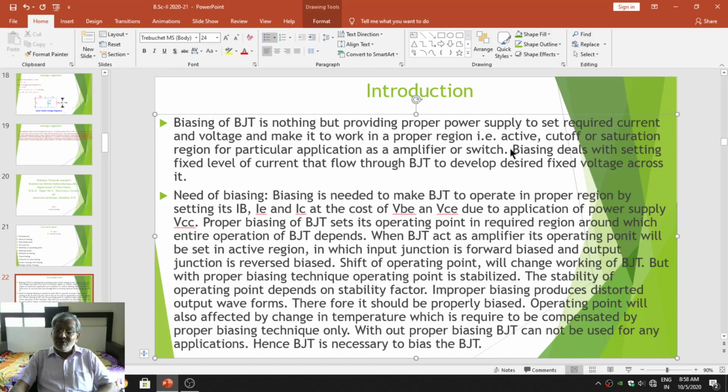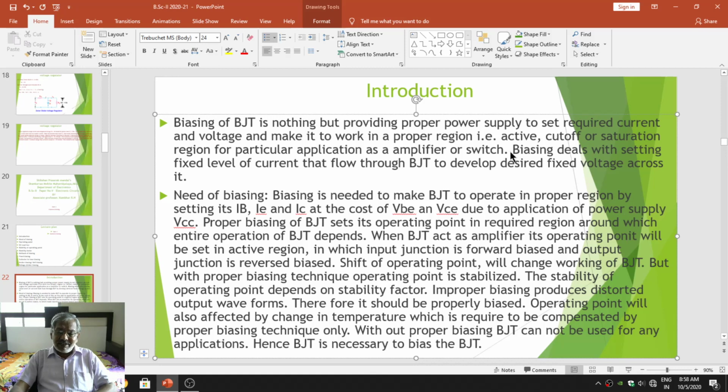Friends, last year we plotted the output characteristic curves of common base, common emitter, and also common collector configurations. From those characteristic curves, we concluded that the entire operation of the BJT will be divided into three regions. The transistor may operate in the cutoff region, it may operate in the active region, or it may operate in the saturation region. This mode of operation is going to depend upon the biasing of the BJT.